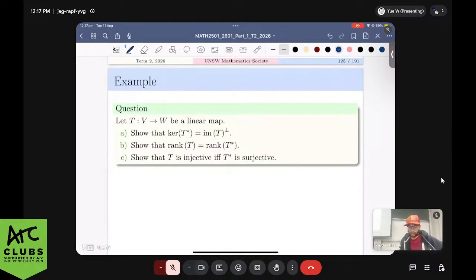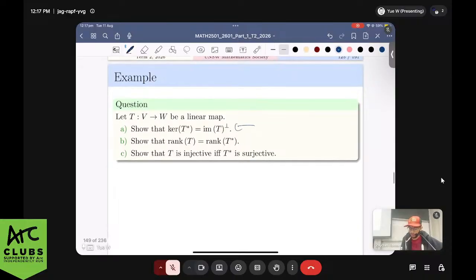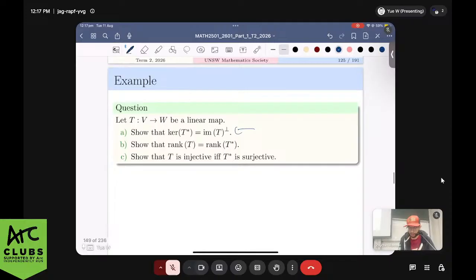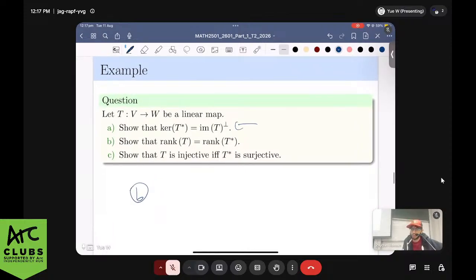Okay, so I will skip this first one because it's actually in a tutorial. So we'll just move on to part B. Show that rank T equals rank of T star. So the rank is adjoint invariant. Rank is the dimension of the image, right? So you want to try to take dimensions of stuff in part A.